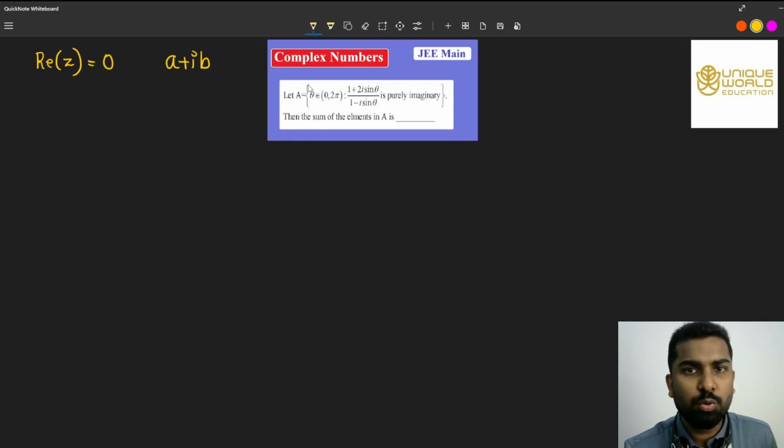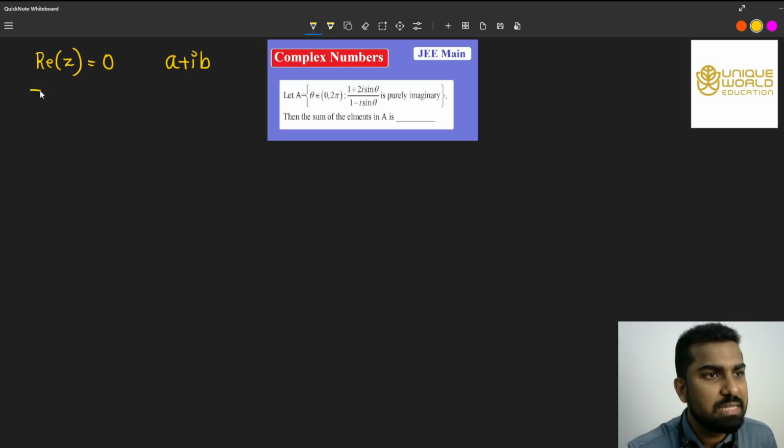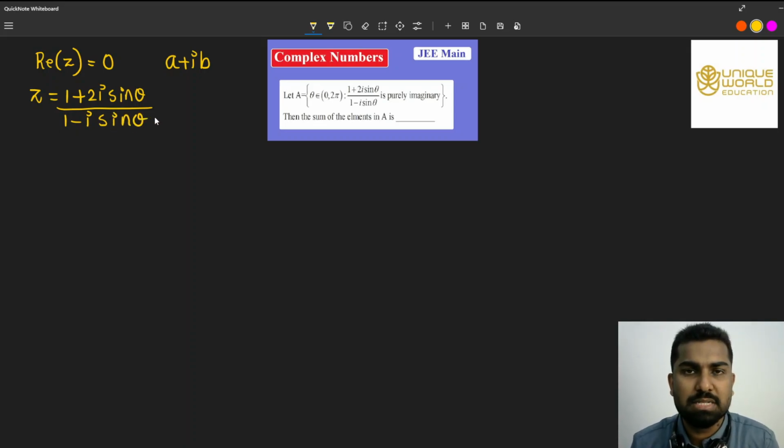So how to write it? Let me start solving this by taking this complex number as z. It is given that z equals (1 plus 2i sin theta) divided by (1 minus i sin theta). This is the complex number given. Now I am just trying to convert this into a plus ib form.